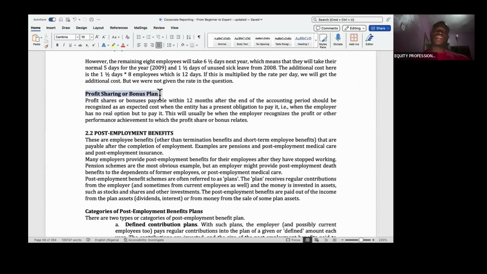There is also profit share or bonus. This is also a short-term employee benefit.